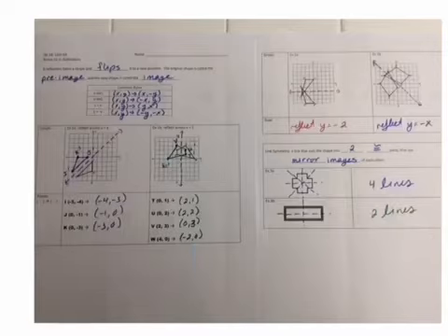And again, notice these are rigid transformations. These two triangles are congruent. They're the same size and shape. These two quadrilaterals are congruent. They are the same size and shape.